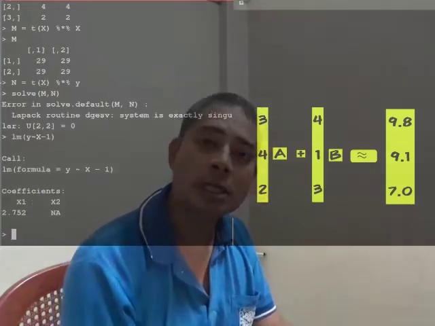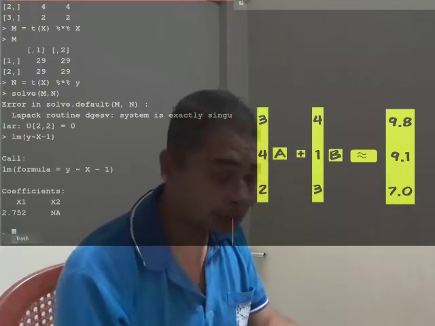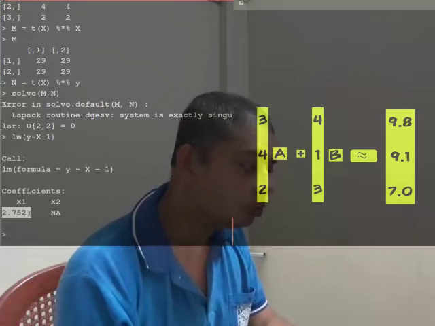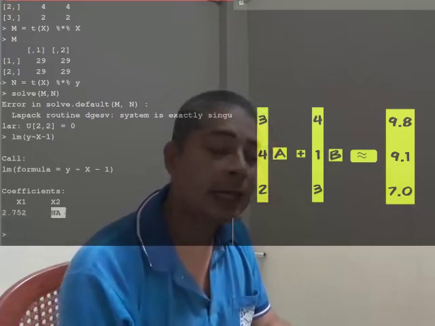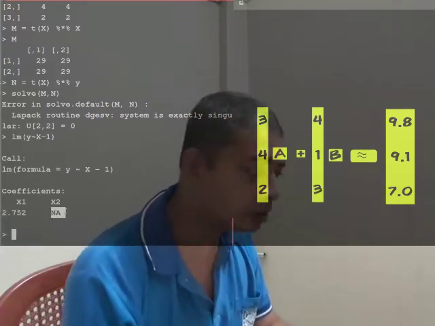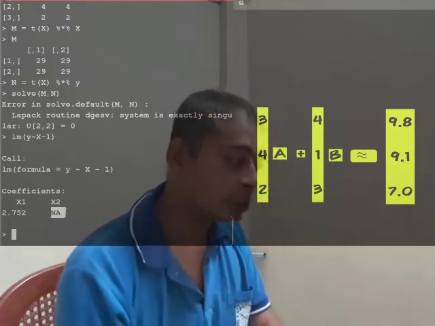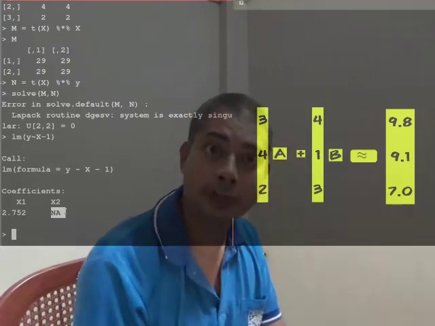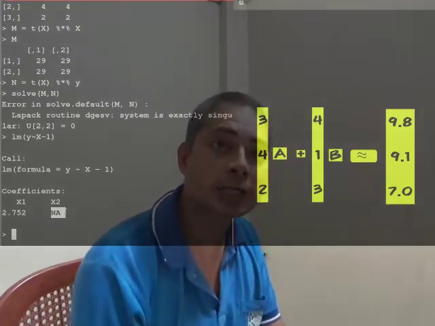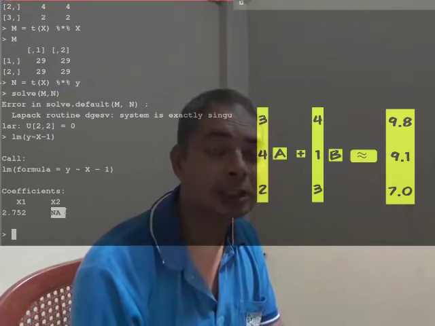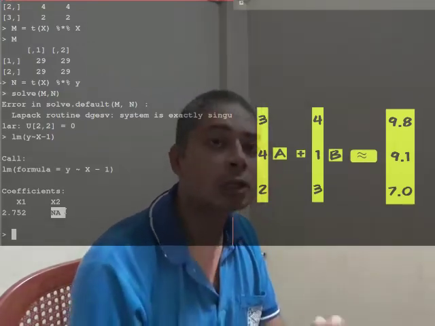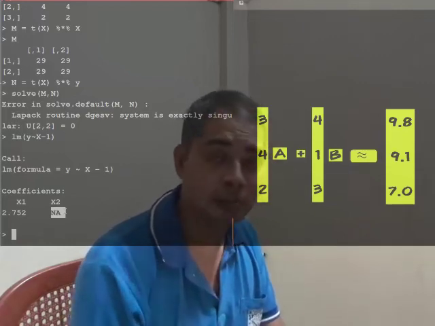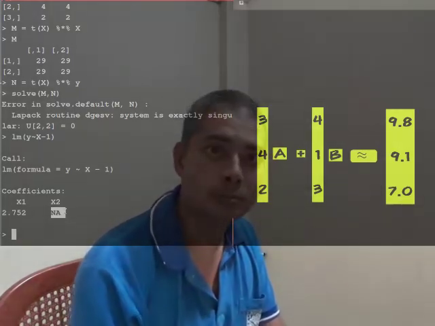And you see, it still gives you an answer, but the answer is interesting. It says x1 is 2.752, x2 is NA, which means it has figured out that this system does not have a unique solution. However, the set of normal equations is always consistent. So if it does not have a unique solution, it means it has got infinitely many solutions. So you can arbitrarily set some of the carefully chosen variables equal to 0.